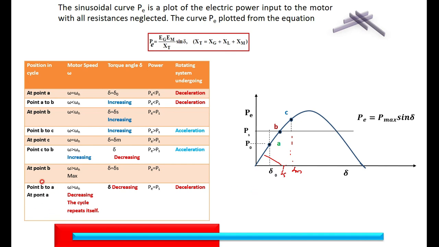Okay. Now at point C, the speed is the synchronous speed, delta is maximum, delta n. Here the electrical power input is still greater than PS. Therefore, there is an acceleration, then slowly the angle delta goes on decreasing. Therefore, it is moving from C to B. The speed is still increasing beyond 1500 rpm. When it is moving from C to B, delta is decreasing, and because of the inertia, once again it is moving beyond B, but P is less than PS, still there is acceleration from C to B.